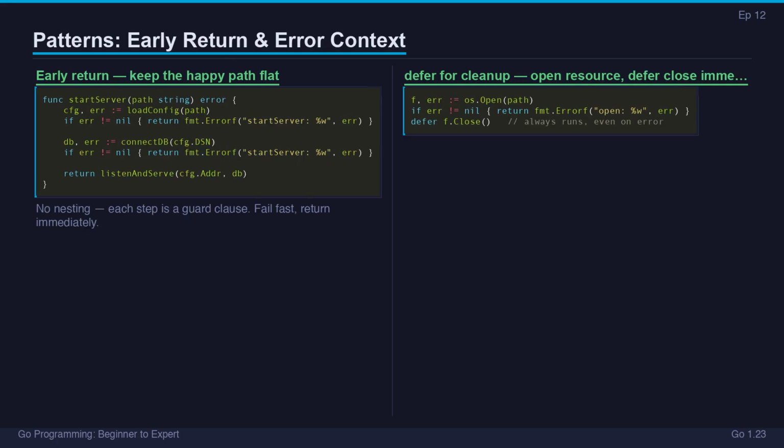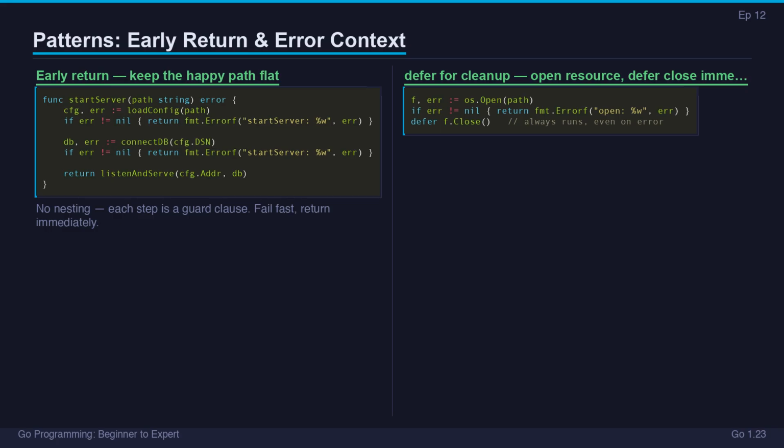The early return pattern keeps error handling flat. Instead of nesting your happy path in else blocks, return early on error. Each step is a guard clause. Fail fast, return immediately, let the caller handle it. No nesting, no else branches. The happy path reads straight down.